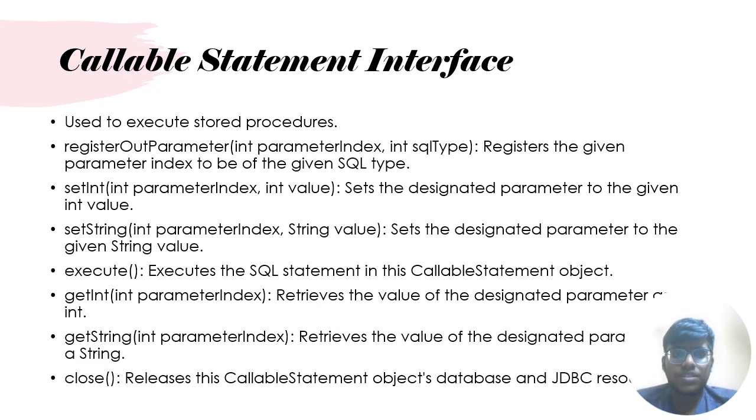The CallableStatement interface is used to execute stored procedures. registerOutParameter registers the given parameter index to be of the given SQL type. setInt sets the designated parameter to the given int value. setString sets the designated parameter to the given string value. execute executes the SQL statement in this CallableStatement object. getInt retrieves the value of the designated parameter as an int. getString retrieves the value of the designated parameter as a string. close releases this CallableStatement object's database and JDBC resources.